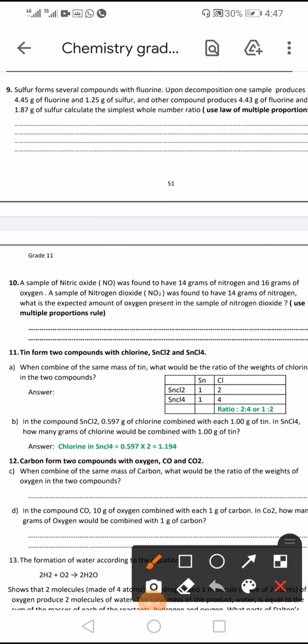So oxygen in the first compound is 1 and in the second compound 2. When oxygen in the first compound is 1, the mass of oxygen will be 16. What about the second compound? So here we should do cross multiplication. We multiply 16 by 2 to get the mass of oxygen in the second compound. So the answer will be 16 times 2 equals 32.